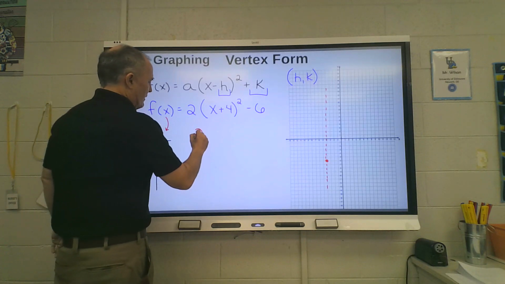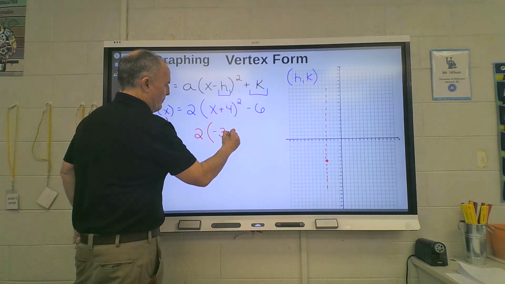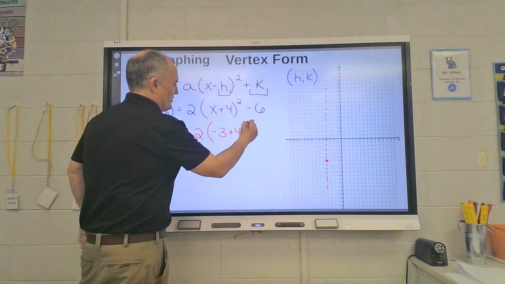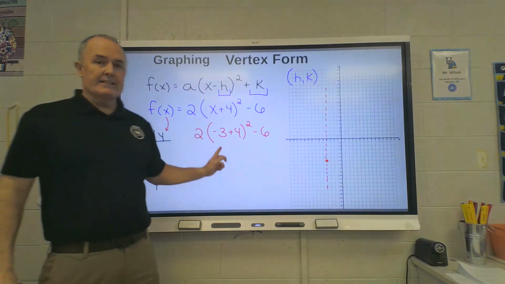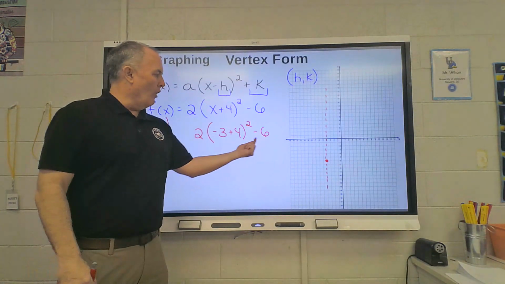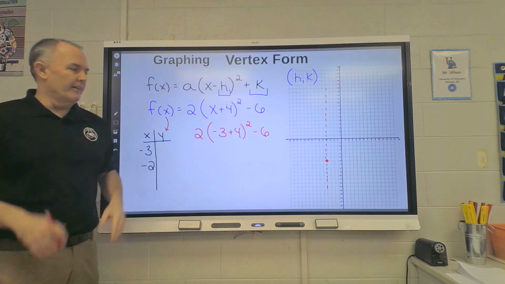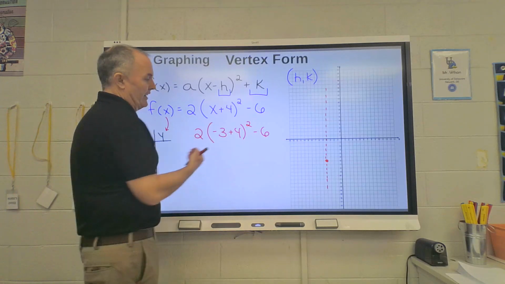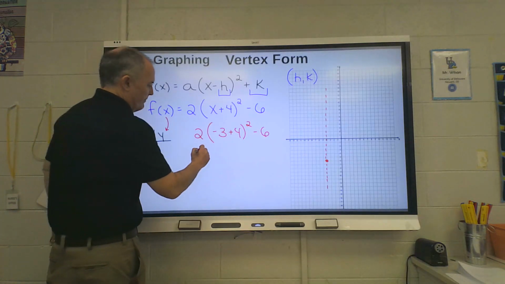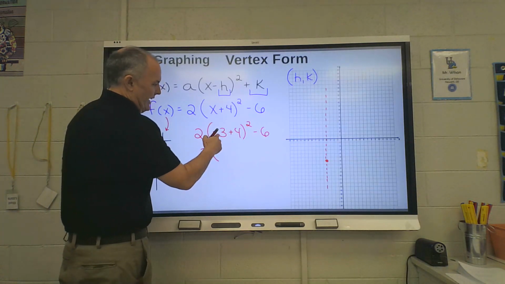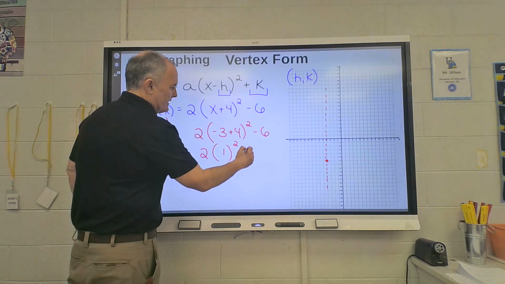If I do that, it's going to rewrite the equation: 2 times negative 3 plus 4 squared minus 6. So my input is negative 3. All I'm going to do is solve for this, and that will give me my f of x, or my y. So what I need to do is follow the order of operations, so I'm going to solve what's inside the parentheses first. So this gives me 2 times, negative 3 plus 4 is simply 1 squared minus 6.